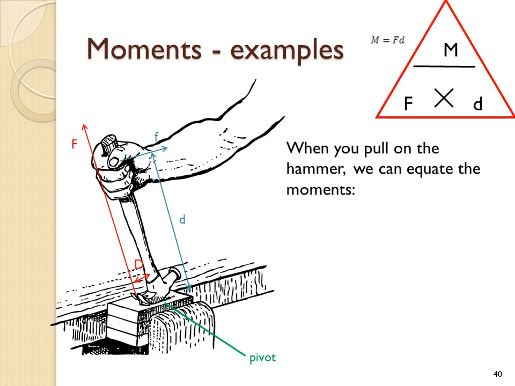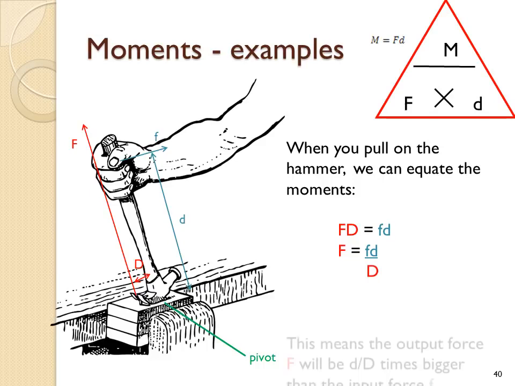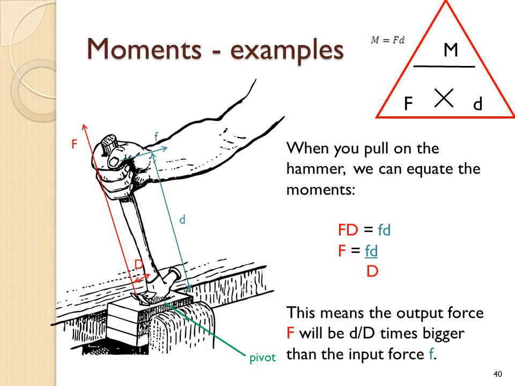If you equate the moments, the red moments balance the blue moments on the diagram. So large F multiplied by large D equals small f multiplied by small d. You can see that the large force applied outwards is a ratio of little d over big D. So the ratio of distances here, small d divided by big D, gives you the amount of times that the output force is bigger than the input force.